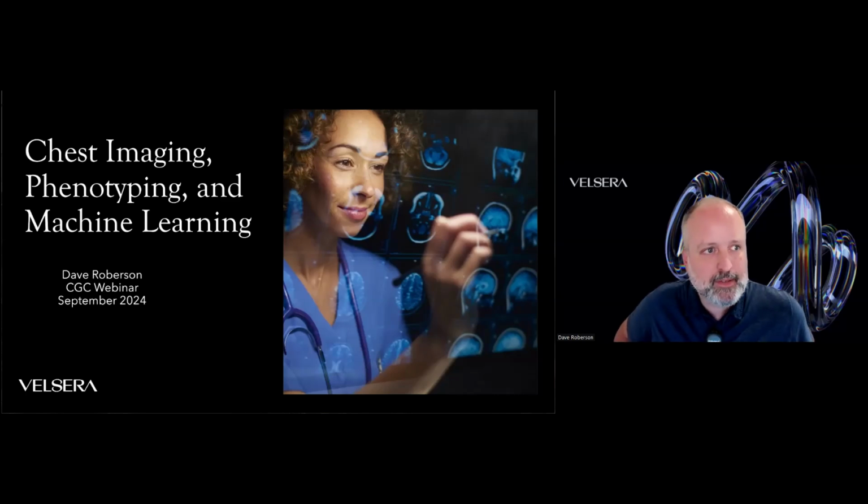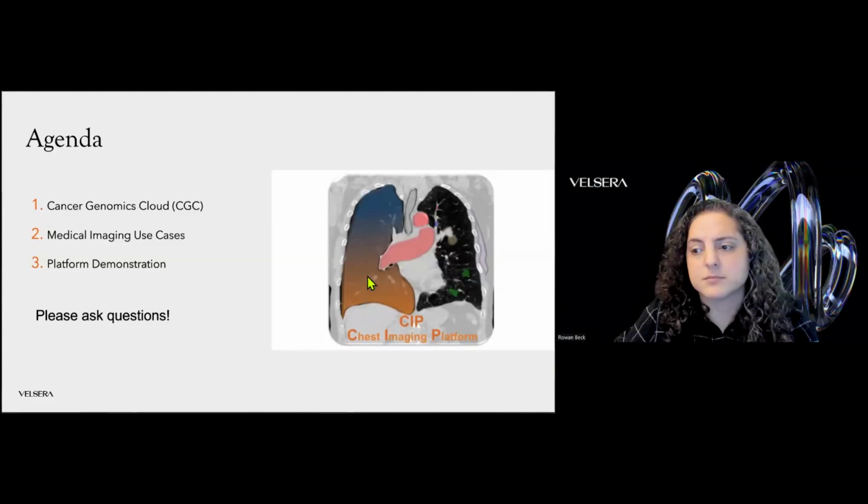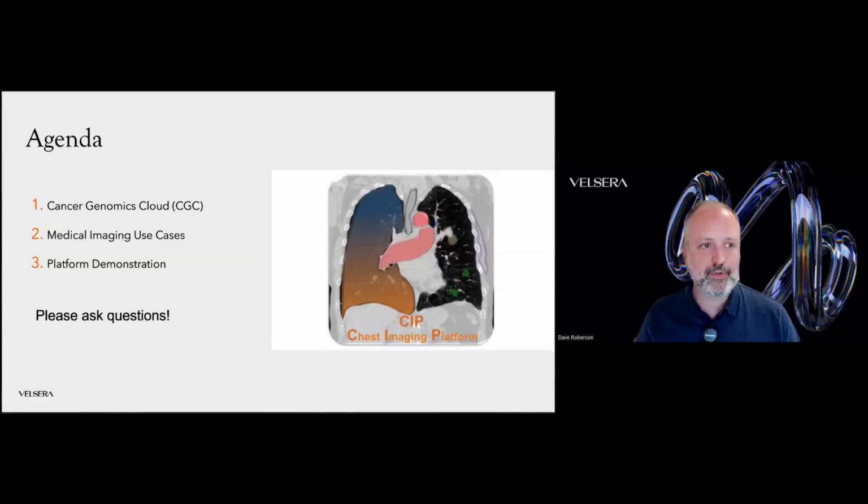Today, I'd like to talk to you about chest imaging, phenotyping, and machine learning / AI, and how those all can be combined together on the Cancer Genomics Cloud. So let's go ahead and start with an agenda. I want to cover 3 main areas. A little bit of background in case you don't know much about the Cancer Genomics Cloud. I'll provide that. We'll deep dive into some medical imaging use cases, and then we'll do a live platform demonstration.